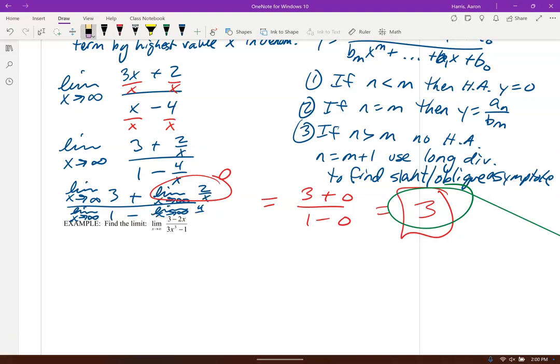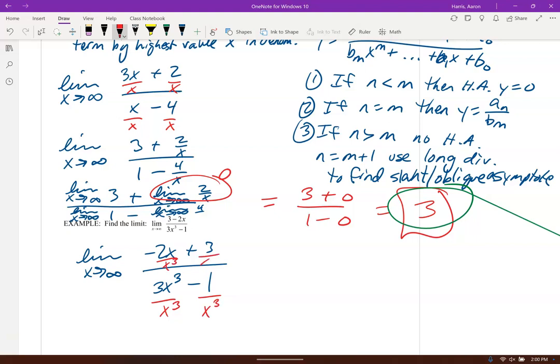All right, let me get a little room here. Let's do this next one. So here's our next one. We got the limit as x goes to infinity. I'm going to write this as negative 2x plus 3 over 3x cubed minus 1. So I'm looking at my denominator, and I'm looking at that x cubed, right? That's the highest value of x there. So I'm going to divide everybody by x cubed. In other words, I multiply the bottom by 1 over x cubed and the top by 1 over x cubed.